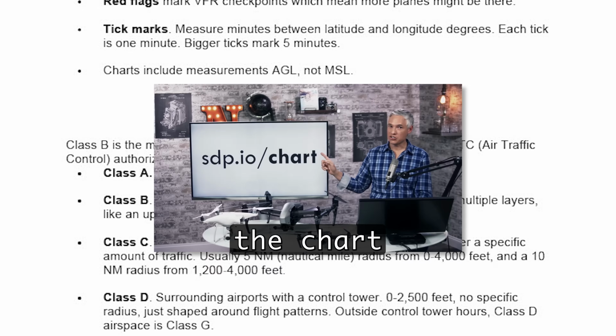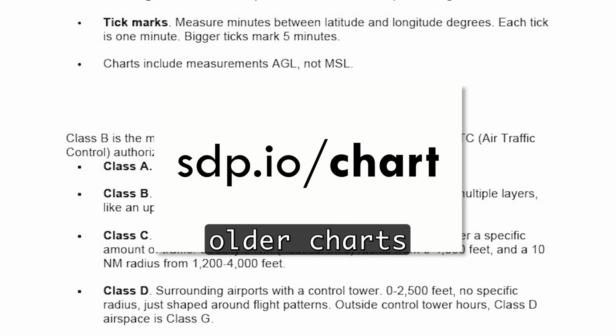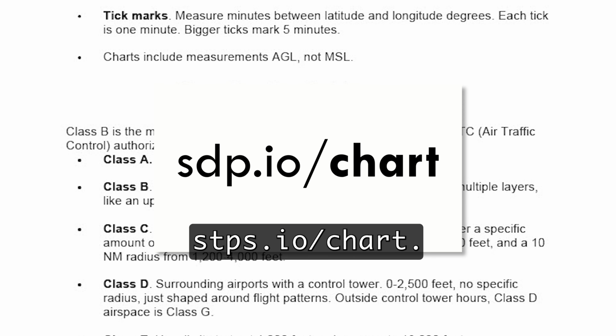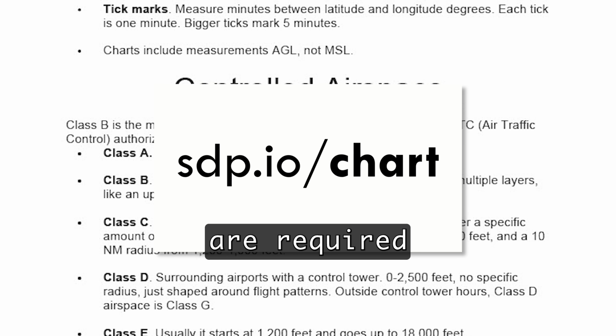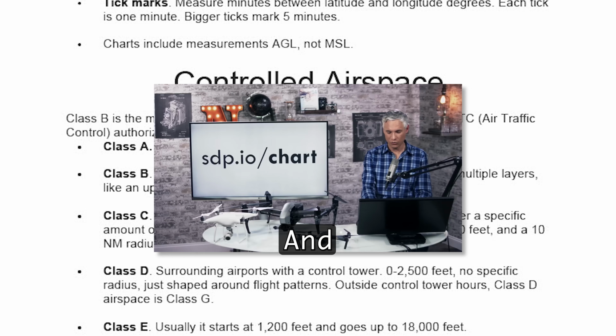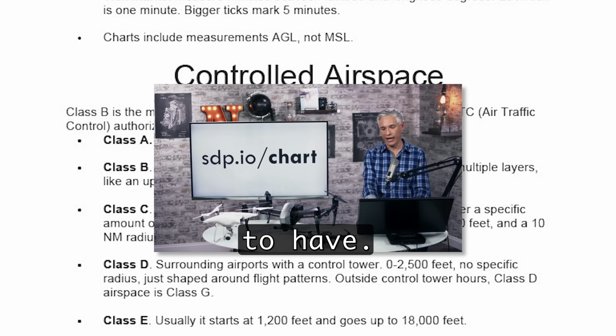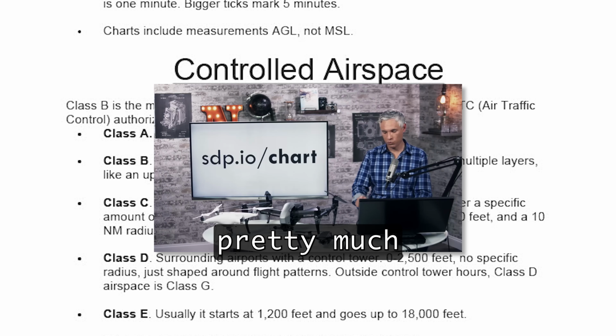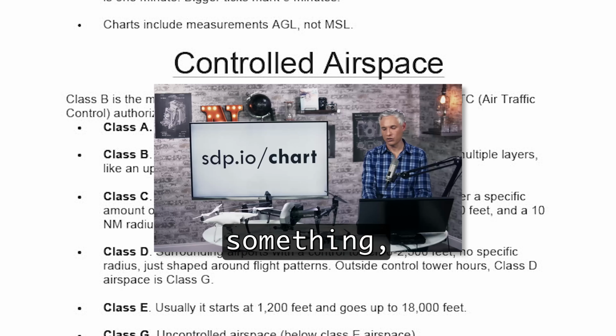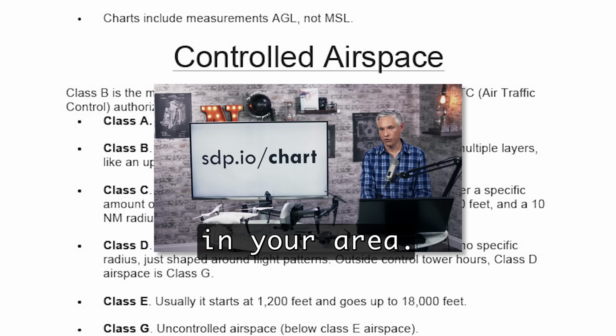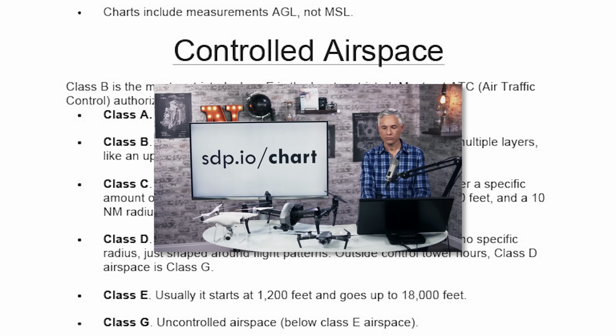I suggest you get the chart for your region. You can download older charts at sdp.io/chart. Like real pilots are required by law to carry one of these things around, and we do have a physical one. It's cool to have. You can just pretty much go and buy one on Amazon or something, or stop by an airport in your area. They'll probably be able to sell you one.